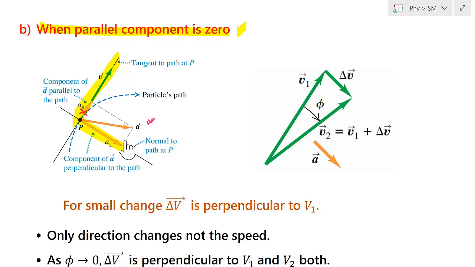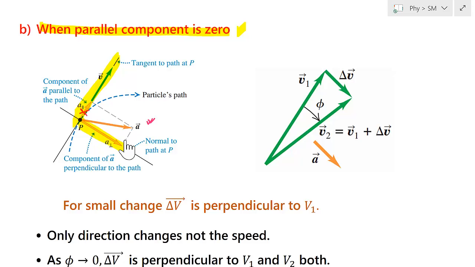You see such a situation in circular motion, when the speed is constant but the direction is changing at each point. So you have a circular motion case where the parallel component is 0 and only the perpendicular component exists. This means only direction change exists, there is no speed change.